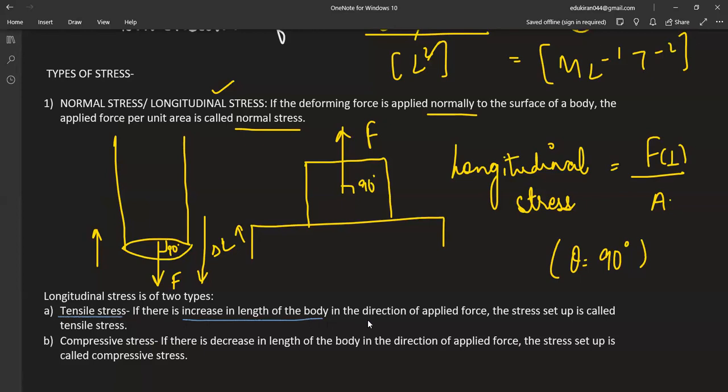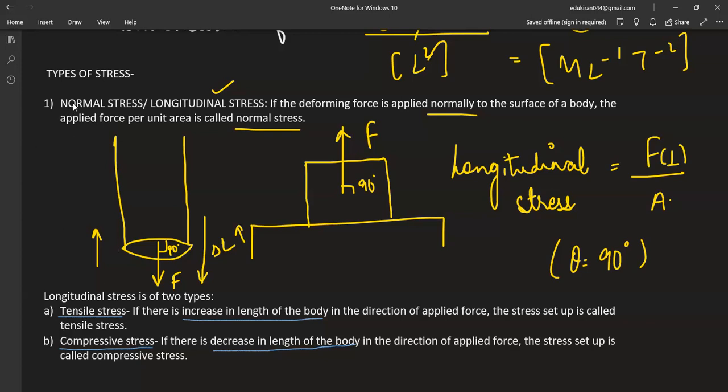If there is an increase in the length of the body in the direction of applied force, the stress set up is called tensile stress. On the other hand, you have compressive stress if there is a decrease in the length of the body in the direction of applied force. These are the two types, the subheadings of longitudinal stress.